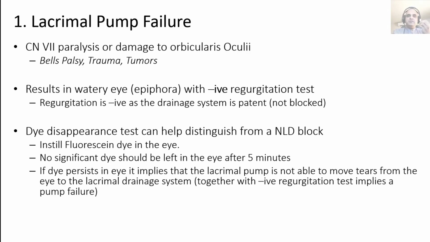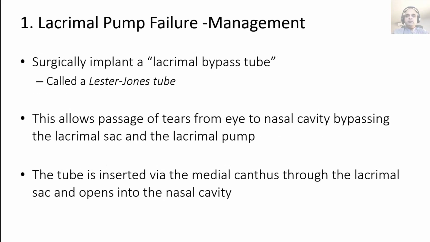I think the process is similar. Within 5 minutes of instillation of dye into the eye, all of it should have moved into the nasolacrimal system. There should be none left in the eye. If there is, it tells you that there is a pump failure. And we read this together with the negative regurgitation test information that we already have. What do we do? Since the pump has failed and the nasolacrimal drainage system is patent, we need another way of pumping the tears into the nose, and that is achieved by something called a lacrimal bypass tube. It's called a Lester-Jones tube.